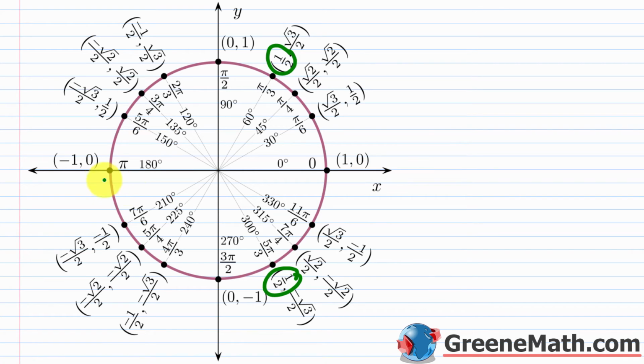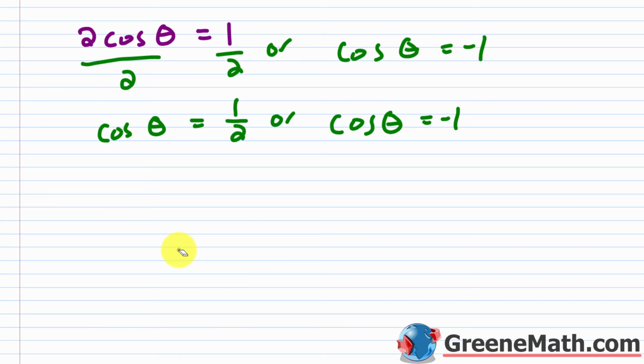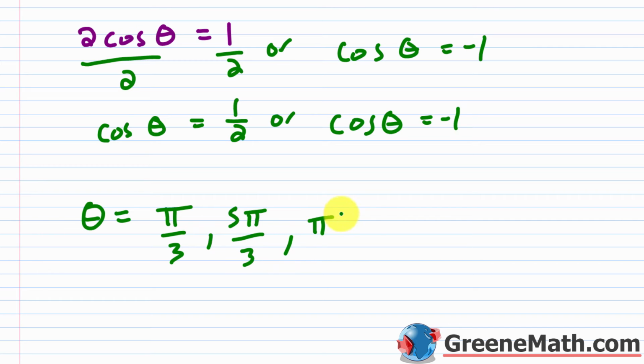Now, while we're down here, I might as well note that cosine of pi is going to give you negative 1. So let's go back up, and let me erase the degrees, and let me say that theta here would be equal to pi over 3, and then it would be 5 pi over 3, and then it would also be pi, right? So this covers the solutions from these guys.